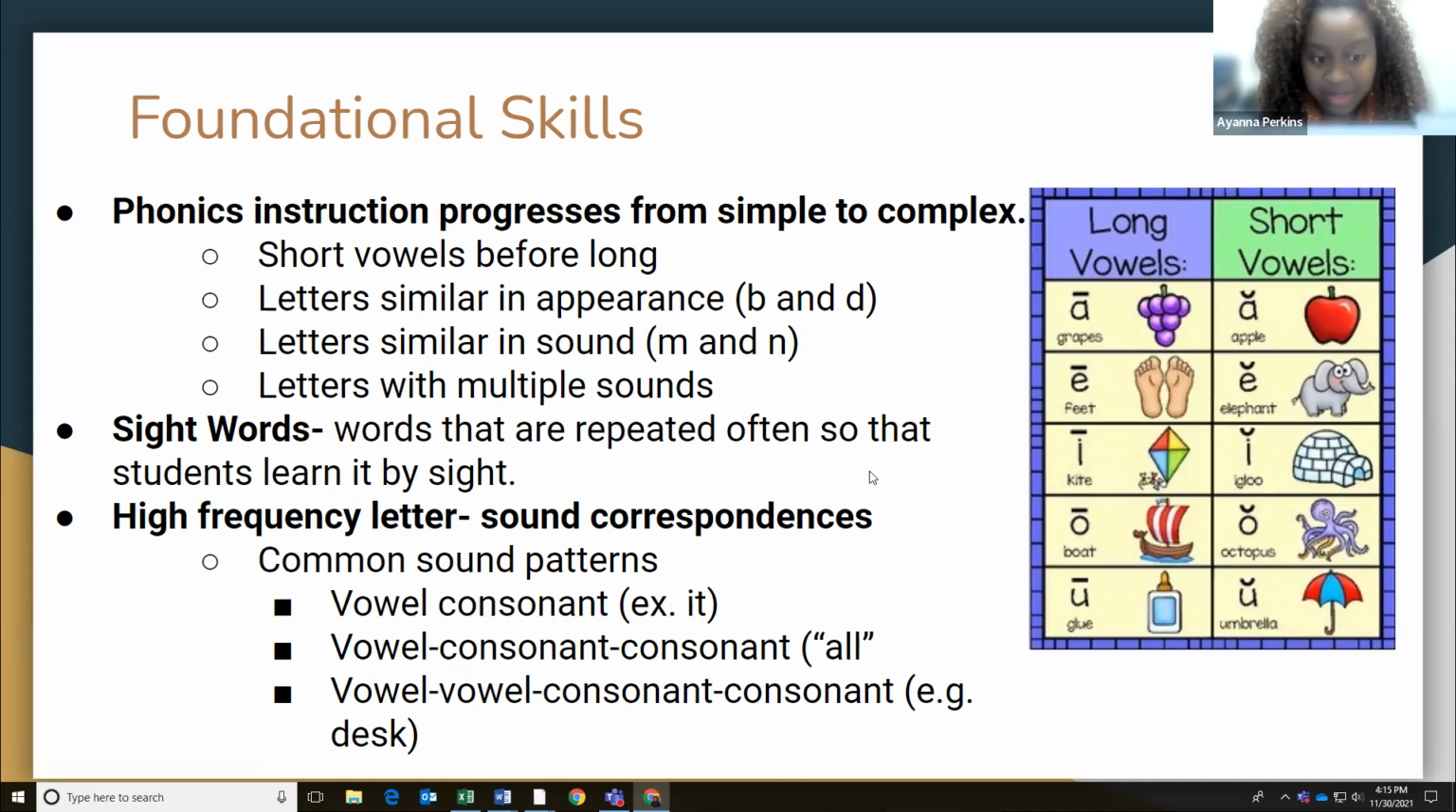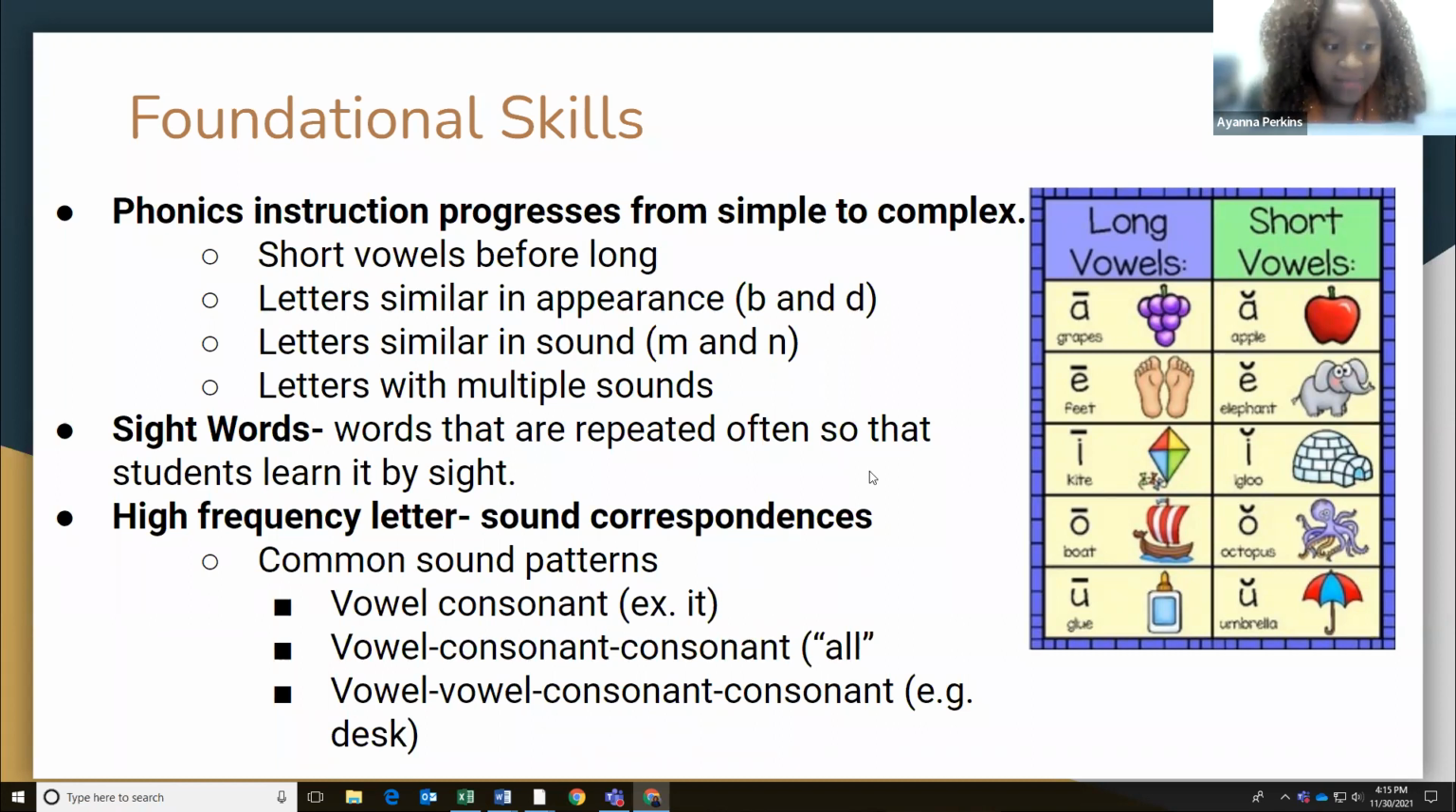Then we have sight words, and sight words are words that are repeated often so that students learn them by sight. You might see lists as a teacher of 100 sight words or 50 sight words. I've even seen some with 500 sight words, but these are words that students essentially memorize. They understand how to say those words and it helps them with fluency.